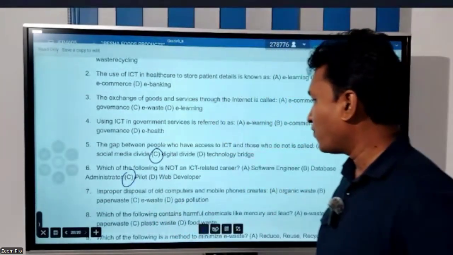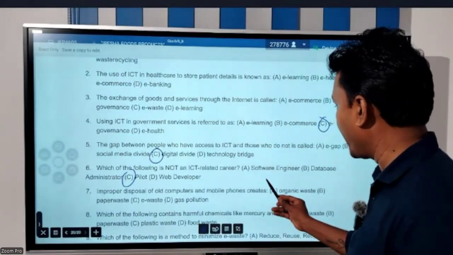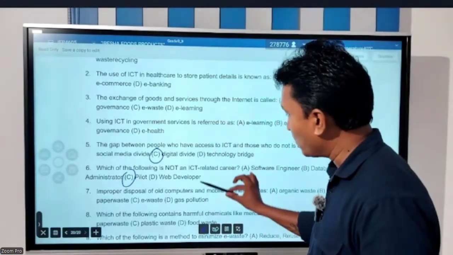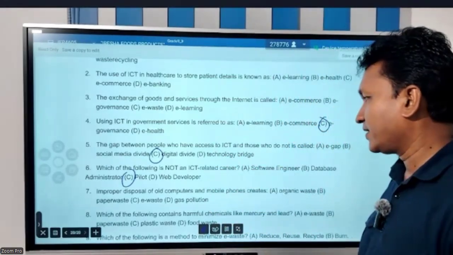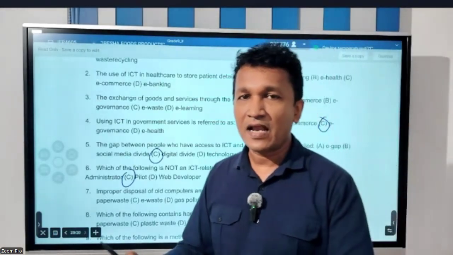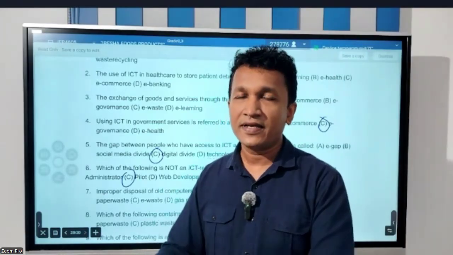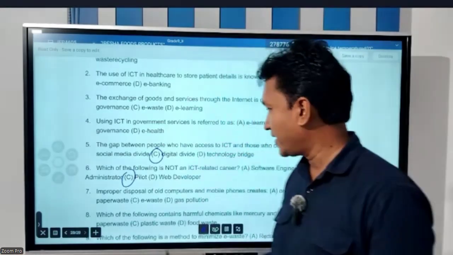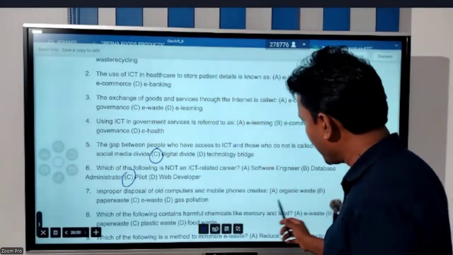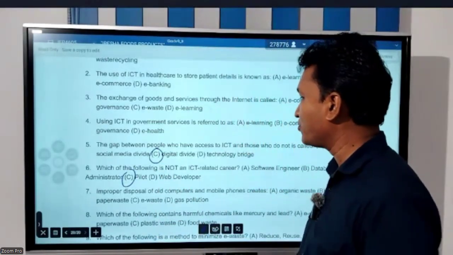Improper disposal of old computers and mobile phones creates... Improper disposal කියන්නේ අපි ඒක කළමනාකරණයකින් තොරව විසි කරනවා. අපි ඒක අයින් කරලා දානවා. Improper disposal, right? Of old computers and mobile phones creates organic waste, paper waste, e-waste, gas pollution.